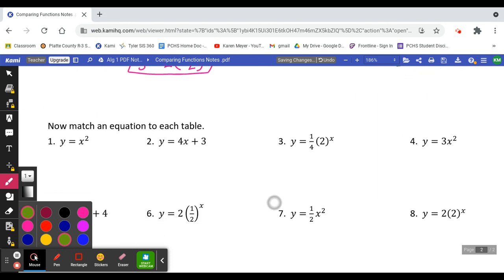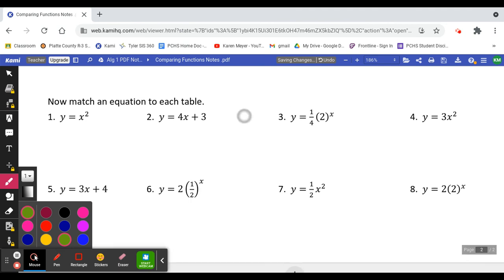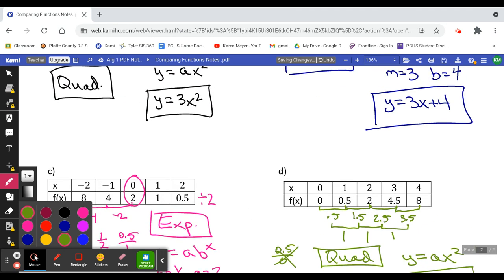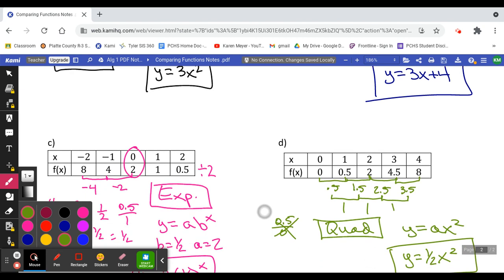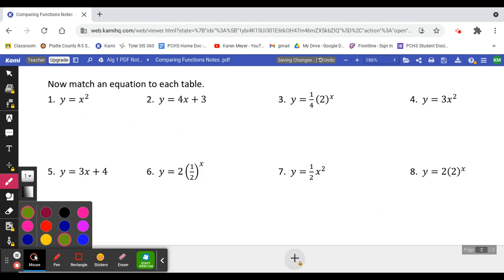All right. Now it says, ooh, we get to match these. We already wrote our equations, and now we get to match them up. So let's look back at our answer for A. A was 3x to the second power. So where do I see 3x to the second power? And hopefully everybody says, oh, I see that on number 4. So number 4 is table A.